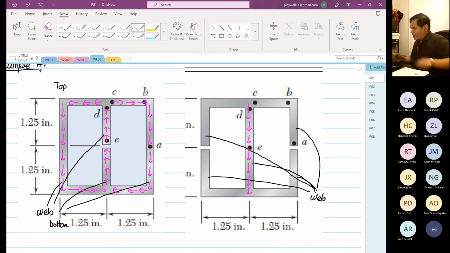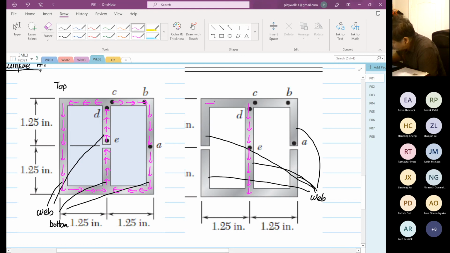Then on the one on the right, same thing, okay? So on the top flange, the fluid will come this way, will come to the center, right? And the fluid will have to stop somewhere. Okay? And then the other side is the same, in the other direction.